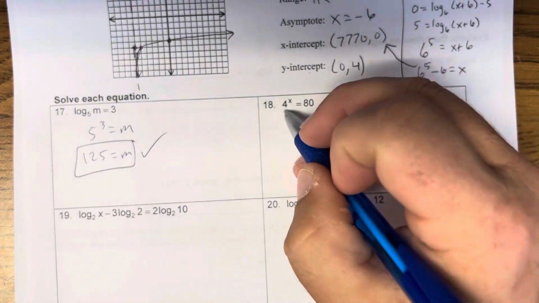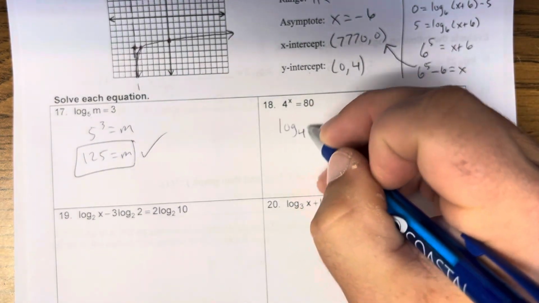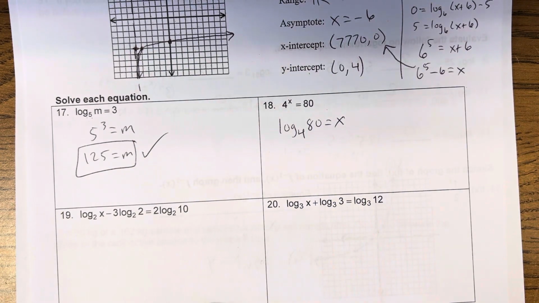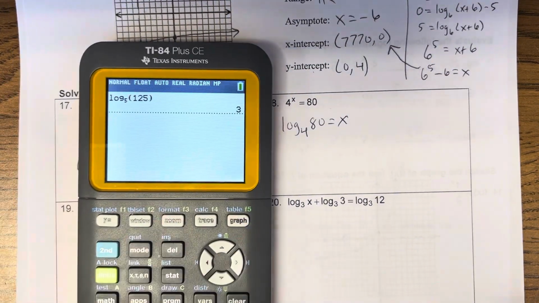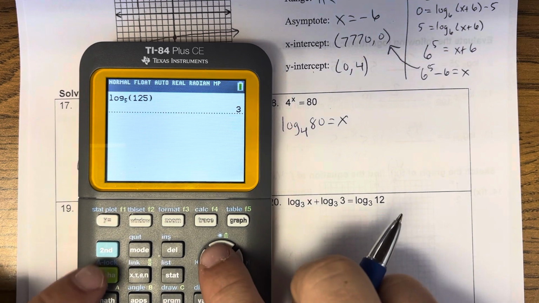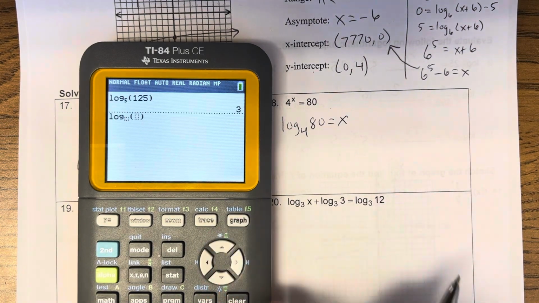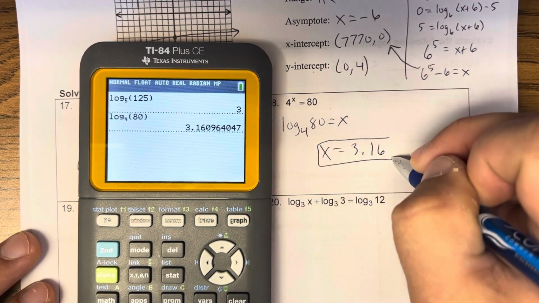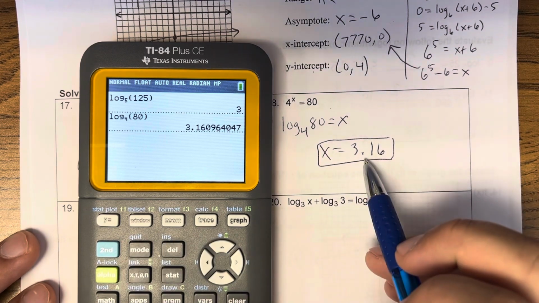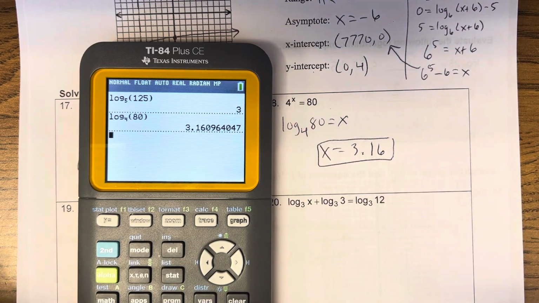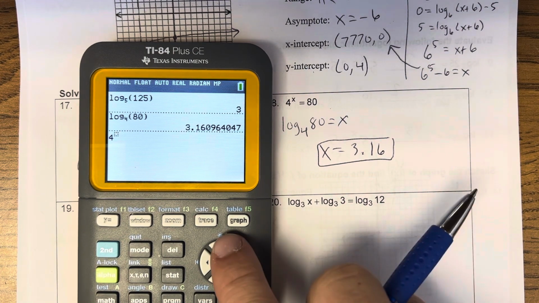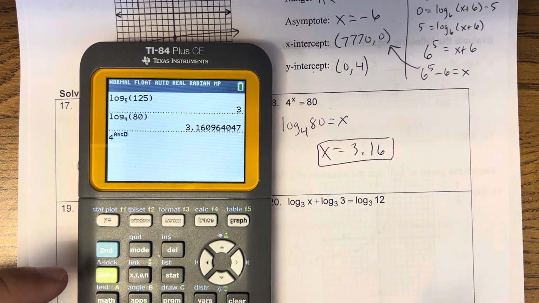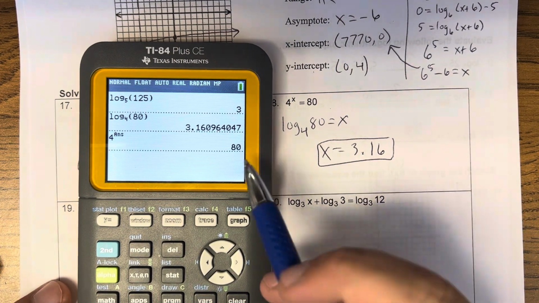This one's exponential, so we're going to switch it to log. Log base 4 of 80 equals x. And then I've got to put it in the calculator. Log base 4, wrong log. Log base 4 of 80, so x equals 3.16. To check it, if you did 3.16, it wouldn't be perfect. It wouldn't be 80 on the dot. But what you can do is you can do 4 to the, and I can put in second negative. It does answer, and it does get 80.